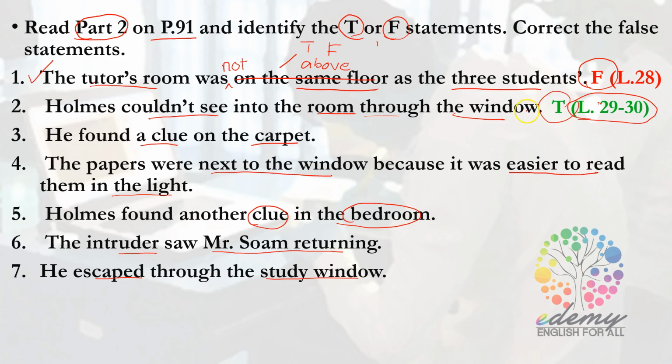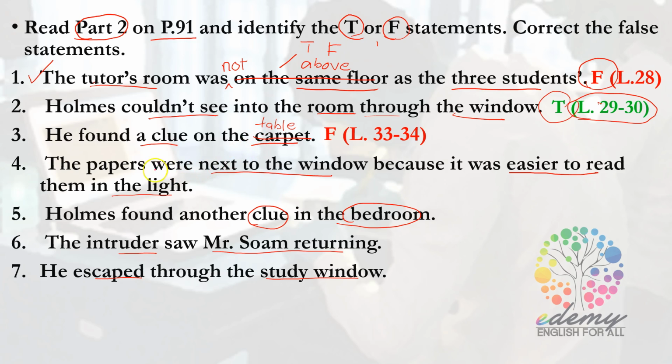We move on to the third one. He found a clue on a carpet. The answer is false. And then you can find it on lines 33 and 34. Nothing, he said. Let me look at the table by the window. Yes, I see what might have happened. So based on this one, he found the clue of what happened not on the carpet but on the table. So you can cross out the word carpet and write the word table. The answer should be he found a clue on the table, right?